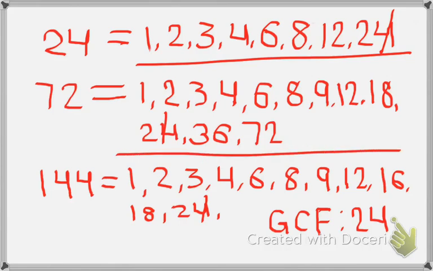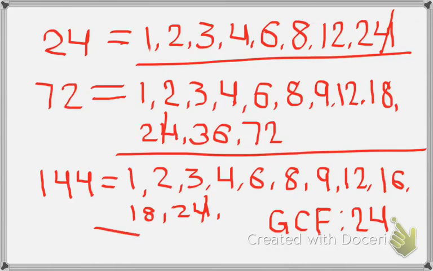So over here is 72. So we have 1, 2, 3, 4, 6, 8, 9, 12, 18, 24, 36, and 72. So at first you put 1 and 72 at the end. Like, you don't have to, but it's always going to be that. So the bigger the number, the more factors it's going to have.